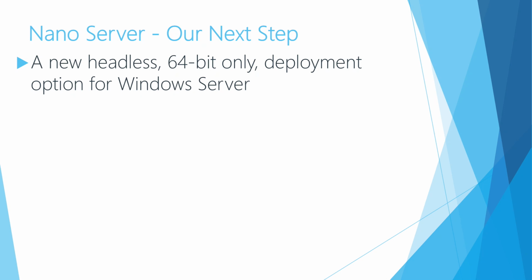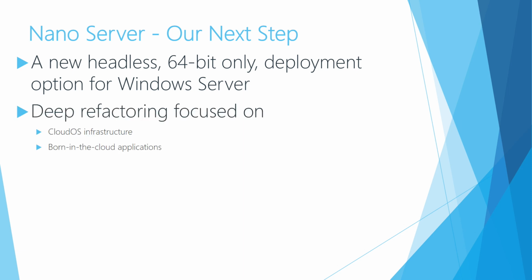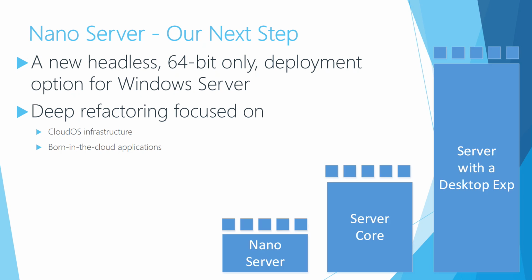So Nano: headless, 64-bit only, and it's a deployment option of Windows Server. We've refactored it from the ground up. We're focusing on this cloud OS infrastructure and born-in-the-cloud applications. Roles, servers that currently exist that are in use every day, we want to make those be first-party workloads on Nano Server. And so this is what the new picture looks like.